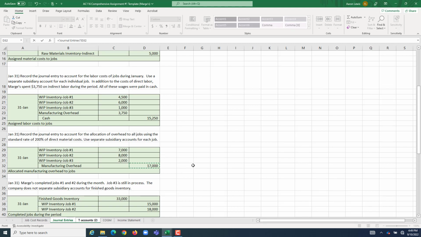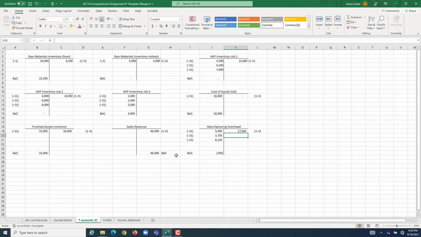We got a credit to manufacturing overhead for $17,000 because we took $7,000 out of the pool, put it in job 1, $8,000 out of the pool, put it in job 2, $2,000 out of the pool, and put it in job 3. It totals up to 17 grand. So if I do that, we come up with a balance of negative $100 to manufacturing overhead.